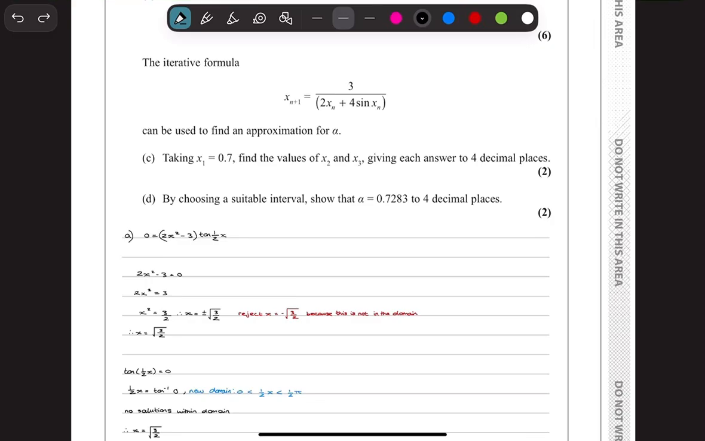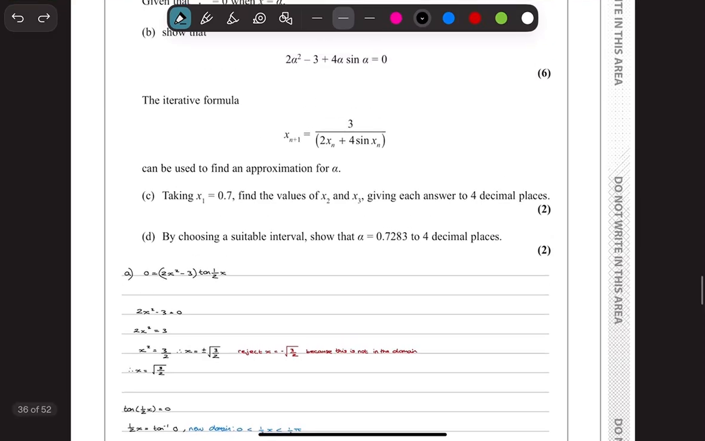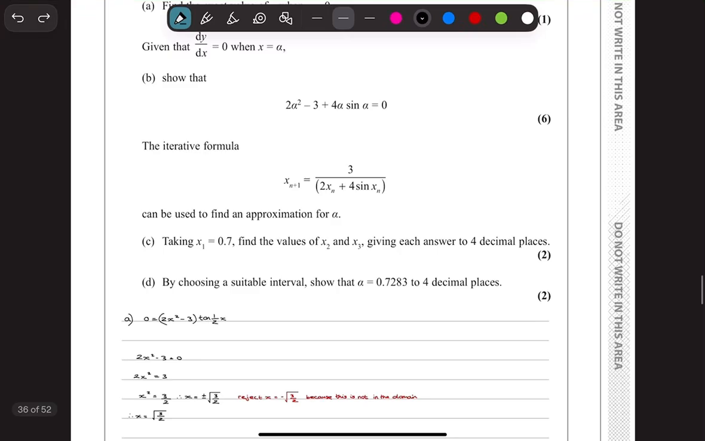It's just iteration. And the way you do iteration is by firstly, so let's read the question. The iterative formula, xn plus 1 equals 3 over 2xn plus 4 sine xn, can be used to find an approximation for alpha. So taking x1 as 0.7, find the values of x2 and x3, giving each answer to 4 decimal places.